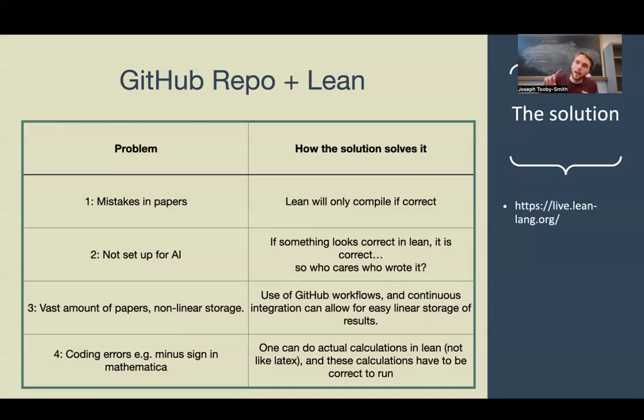Problem number 2 was that we're not set up for artificial intelligence. The solution, how this GitHub plus Lean solution solves this, is that if something looks correct in Lean, it is correct. There's none of this issue that I was talking about before, about a large language model producing something that looks like what we'd write in a paper, and you have to worry about if that's correct or not, because large language models are very good at looking correct, but they often don't reason about it. If something looks correct in Lean, and if Lean tells you it's correct.